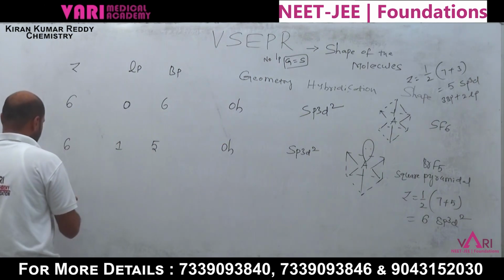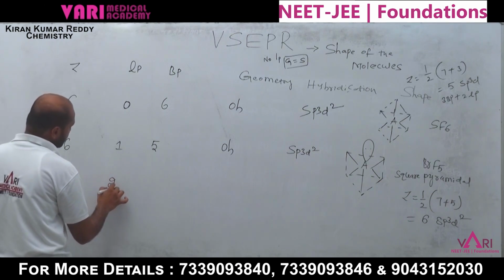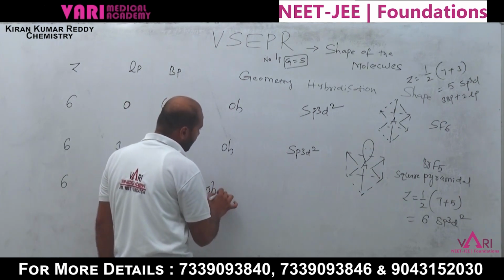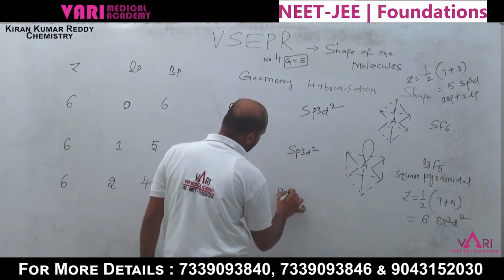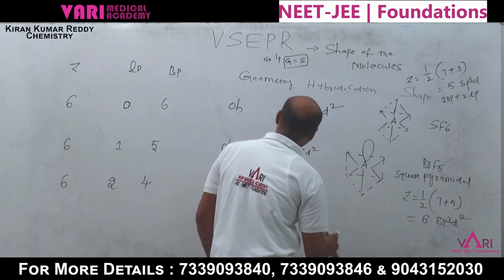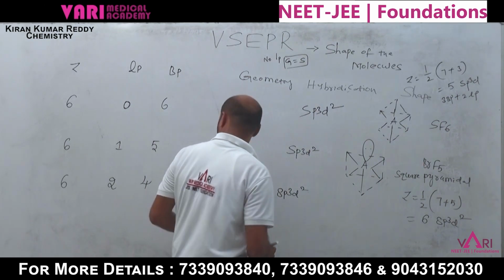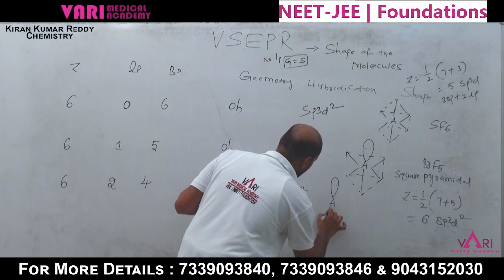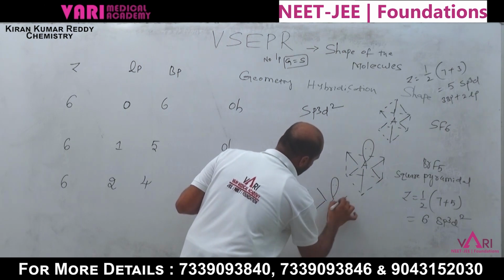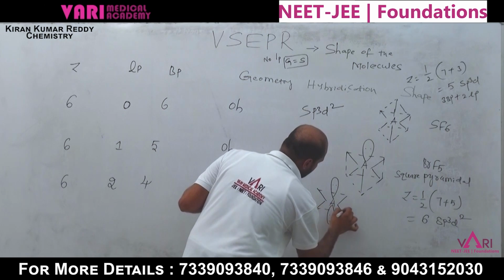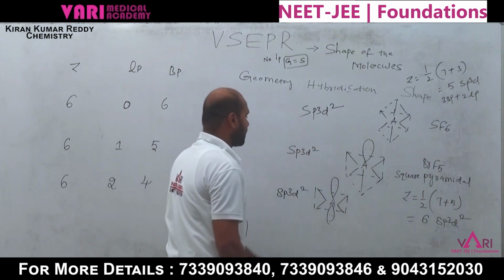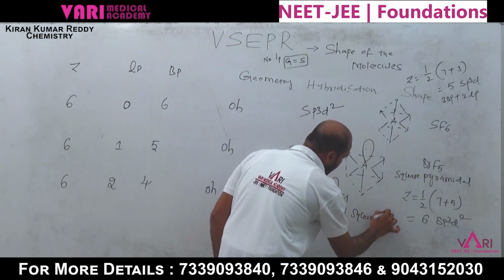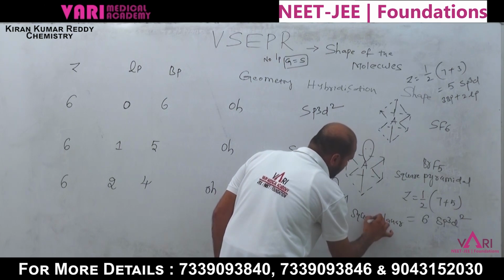Next one, if you take 6, lone pairs are 2, bond pairs are 4. Octahedral geometry, hybridization is sp3d2. Now how many lone pairs are present here? 2 lone pairs. Here I am taking A. 2 lone pairs are present, one above, one below. And what is the shape looking like? This one, square planar. This shows square planar shape. The shape of the molecule is square planar.